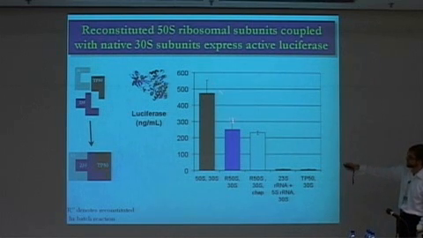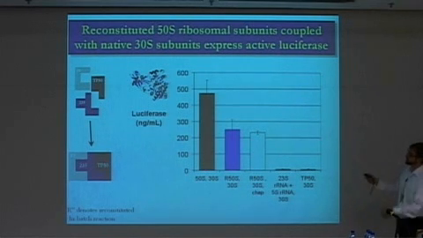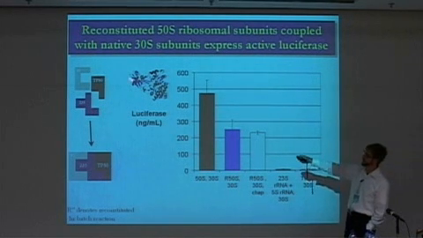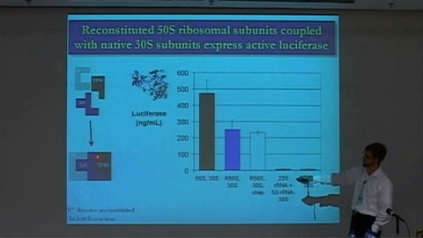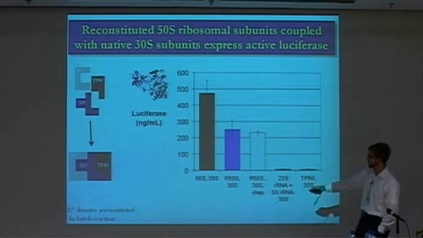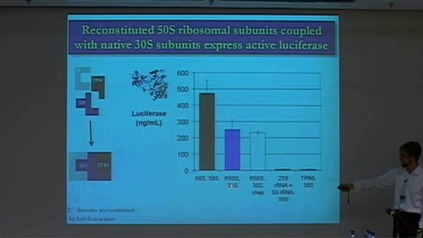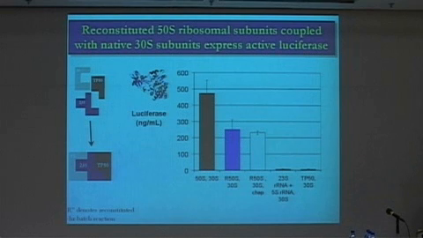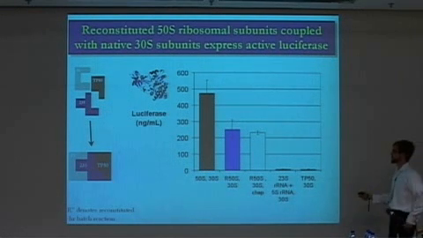The furthest bar indicates a positive control where we have a native 50S subunit and a native 30S subunit that have come together, and we're producing approximately 450 nanograms per milliliter of protein. If you take a reconstituted 50S subunit, so one where you've taken all the ribosomal parts and reconstituted it into a functional unit, and you couple it with a native 30S subunit, that produces protein. So in fact, it does not only produce polyphenylalanine, but you can convince them to produce protein.